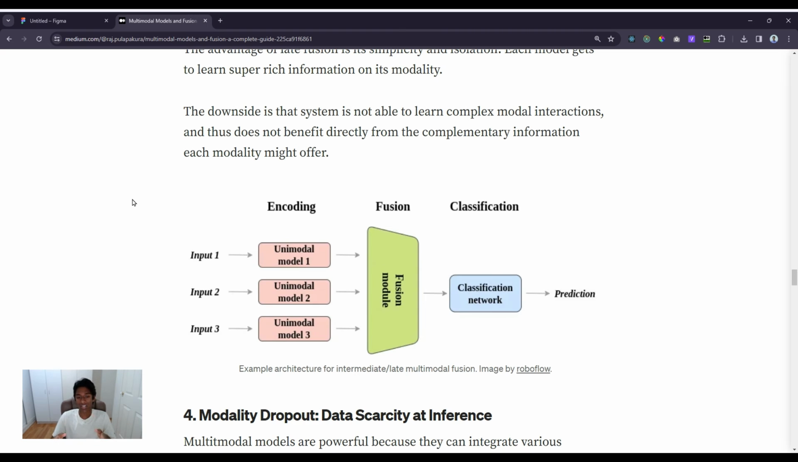Here's an example architecture of a late or intermediate fusion. So you can see we have three different inputs here, which represent the three different modalities which we're working with. Each input is passed through its own unimodal model, and that unimodal model will generate an encoding for that particular modality. Now, this fusion model will take all these encodings and then generate a classification or a prediction.